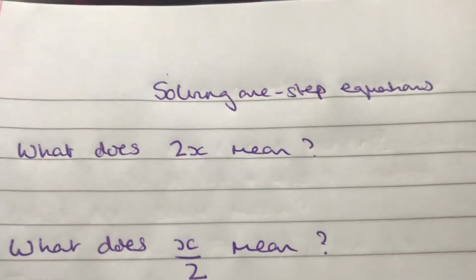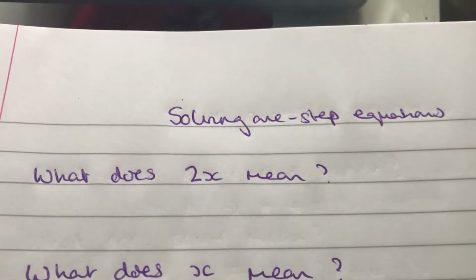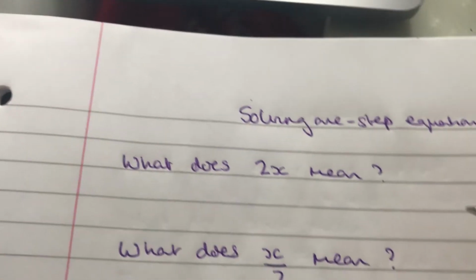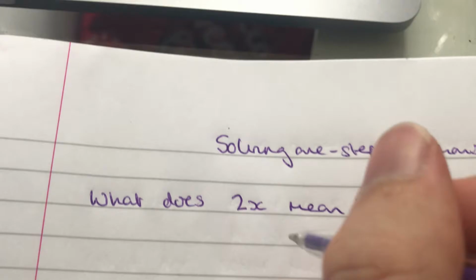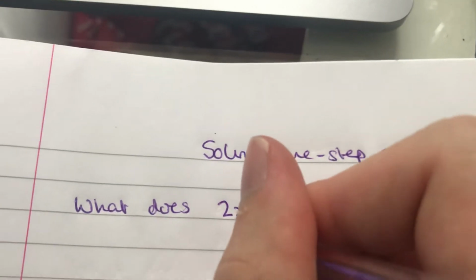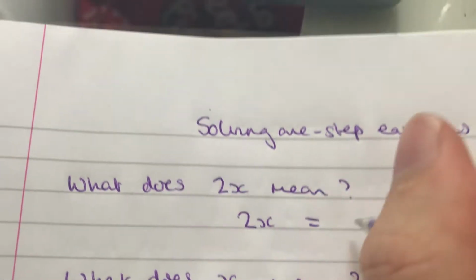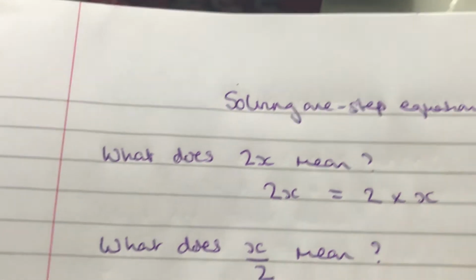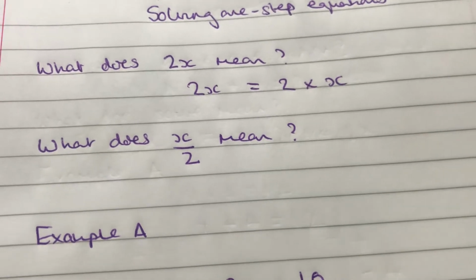That's what I want you to think about. What does 2x mean? Well, that means 2 lots of x, which is the same as 2 times x. So 2x equals 2 multiplied by x.